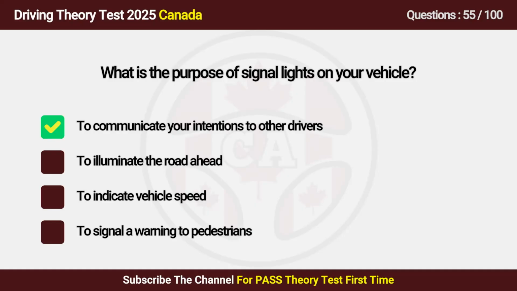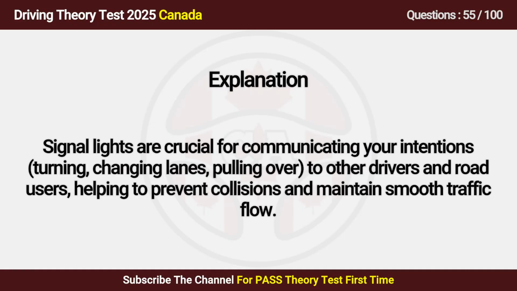Answer is A. To communicate your intentions to other drivers. Signal lights are crucial for communicating your intentions, turning, changing lanes, pulling over, to other drivers and road users, helping to prevent collisions and maintain smooth traffic flow.